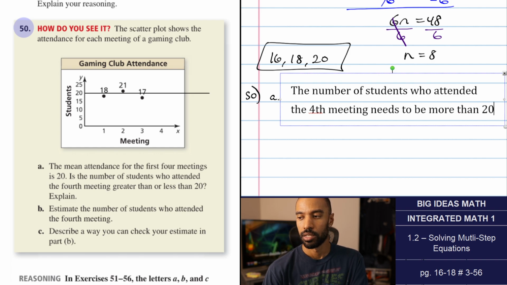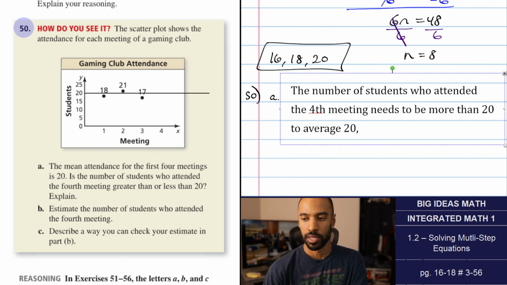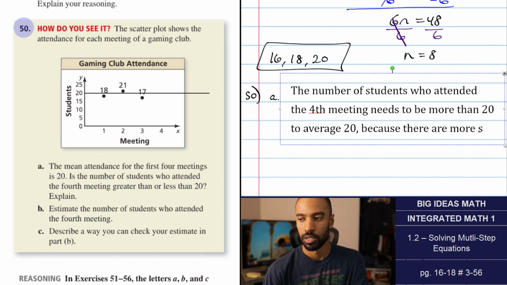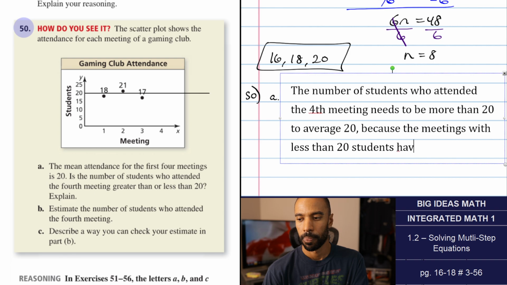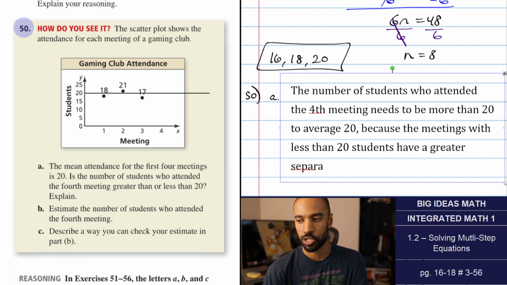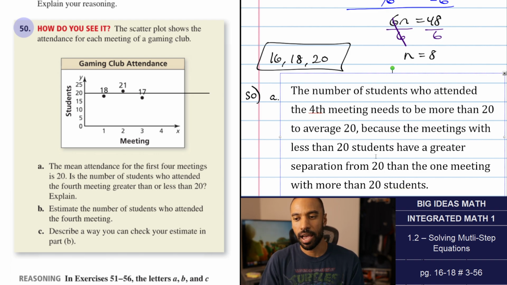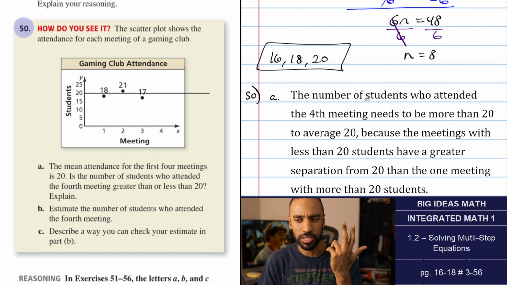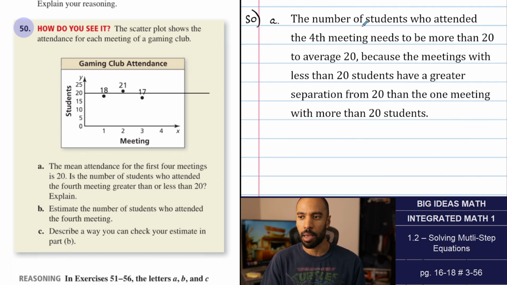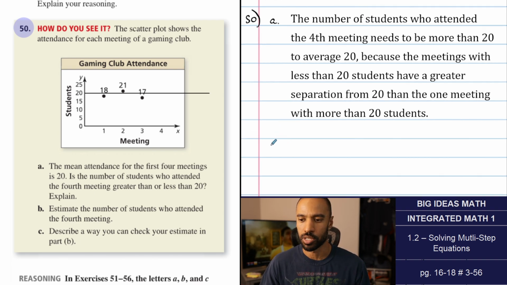More than 20 to average 20, because the meetings with less than 20 students have a greater separation from 20 than the one meeting with more than 20 students. I mean, that's without calculating anything. That's just visual. That's thought and scale and numbers, right? It was the same thing for that math final question that we had as well. It's just making sense of it.